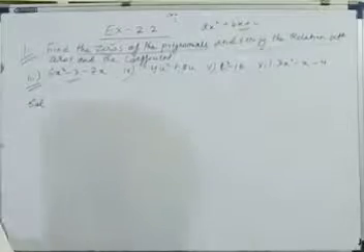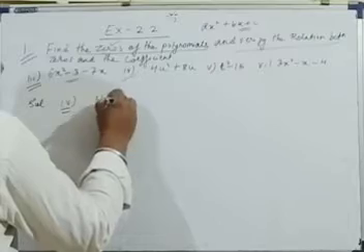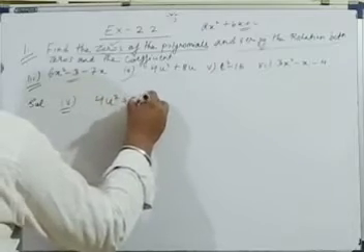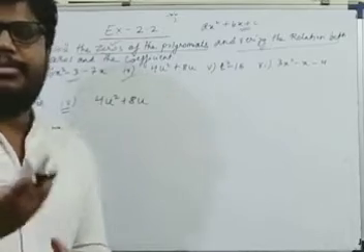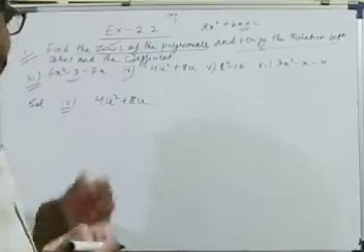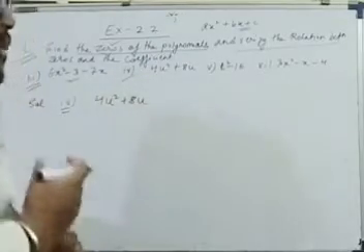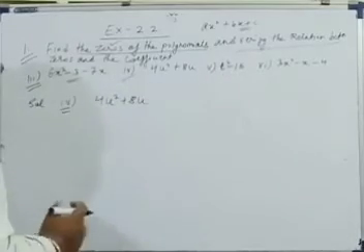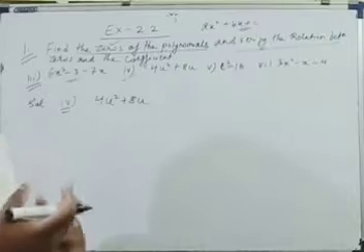Let's see how we solve it. In the fourth part, the given polynomial is 4u square plus 8u. The same thing you have to do: first find the possible zeros. But here we can't do middle term splitting, because for middle term splitting we need at least 3 terms. So in this case, how do you find the value of the zeros?